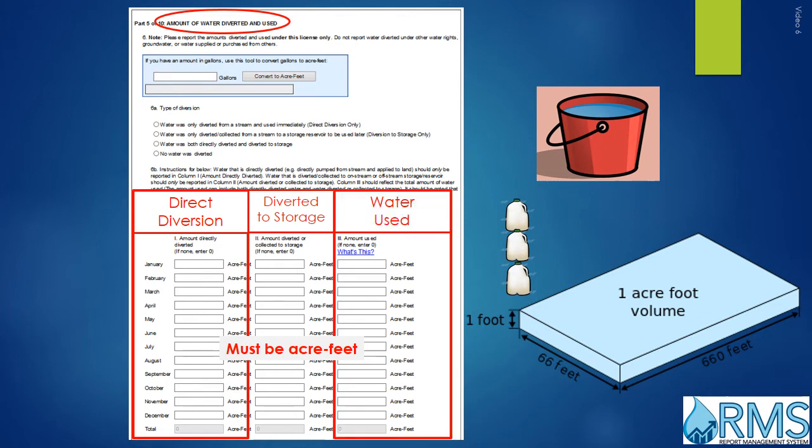The third column is to report the amount of water used for each month. The third use column is not necessarily the sum of the first 2 columns. For example, water can be diverted to storage in one month and used in a later month. In this case and others, the third amount used column is not a sum of the first 2 columns. Let's continue to look at these 3 columns.